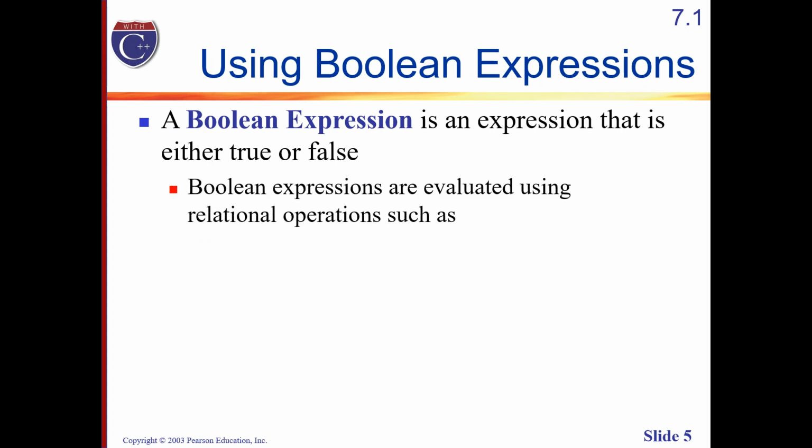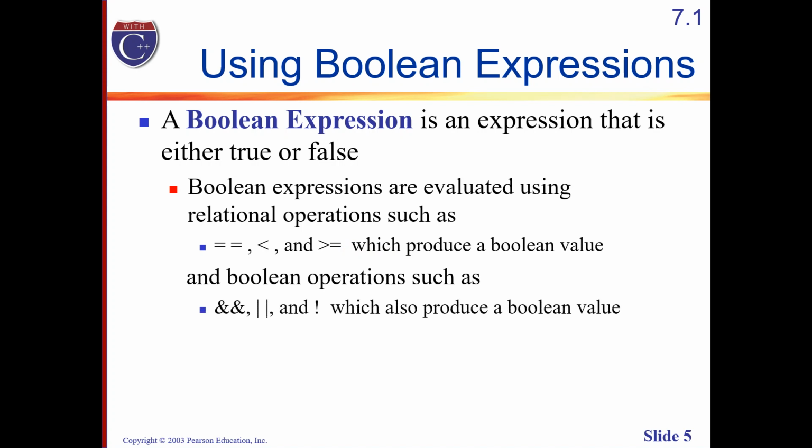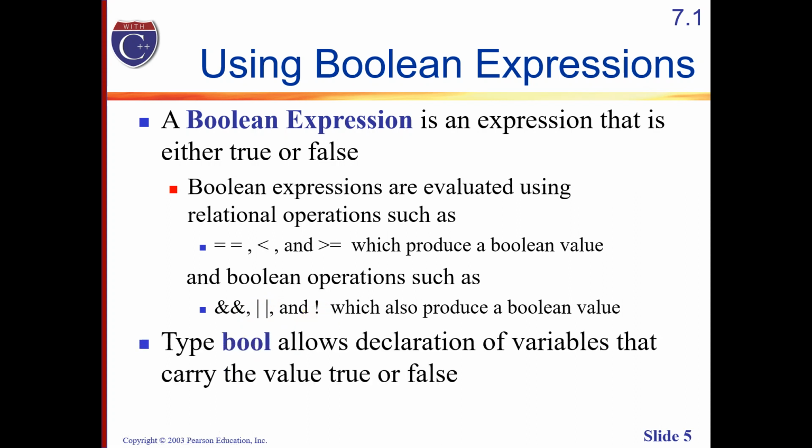Boolean expressions can be evaluated using relational operations such as the following. In this case, we have the operator for testing equality, and we also have this one for testing less than, and here's another example which we use for testing greater than or equal, which all produce a Boolean value. And we also have the following operators, such as the AND operator, the OR operator, and the NOT operator, and they also produce a Boolean value. This type would allow us to declare variables that carry the value true or false.